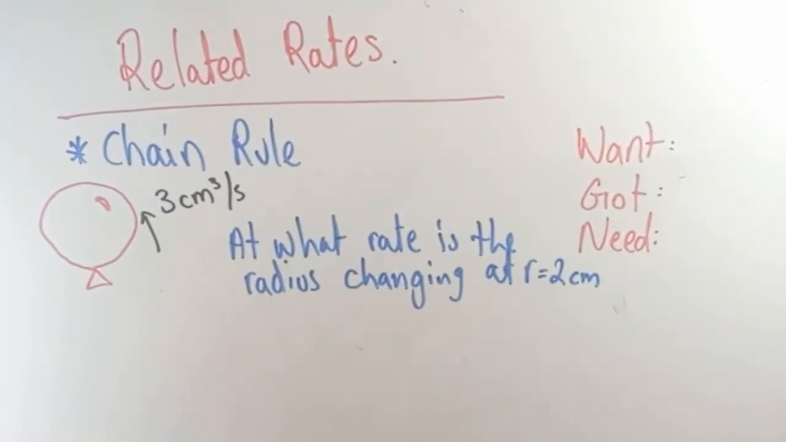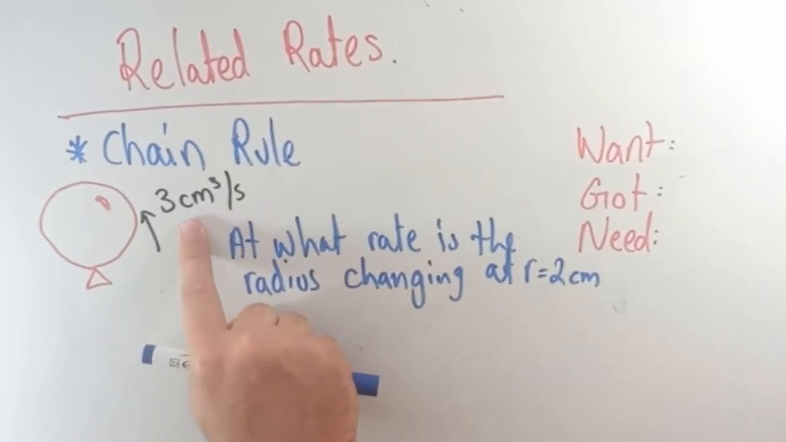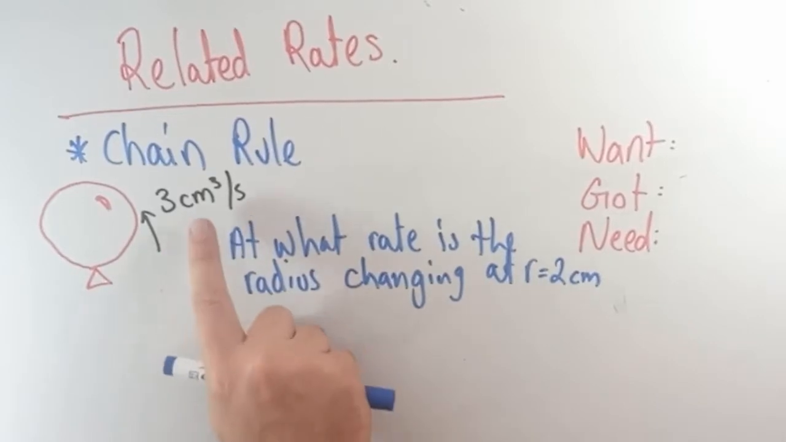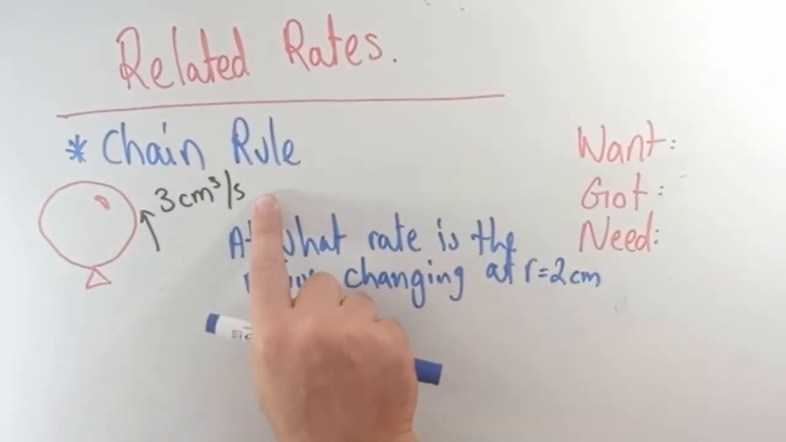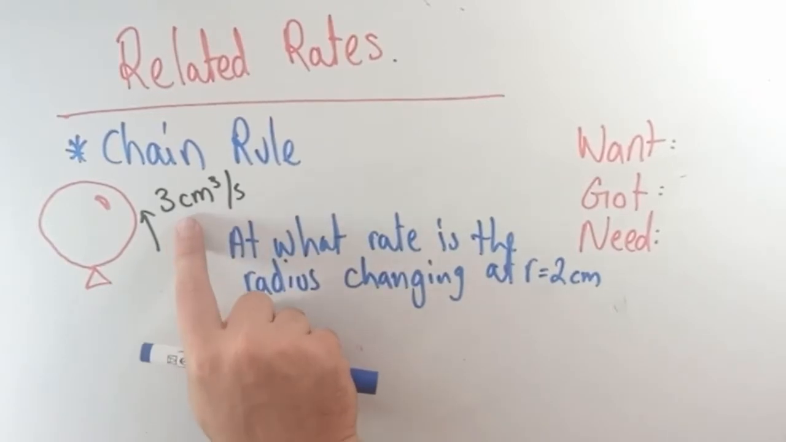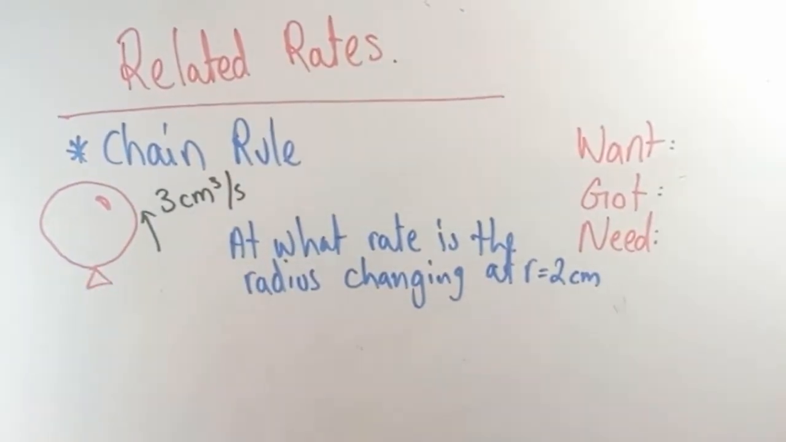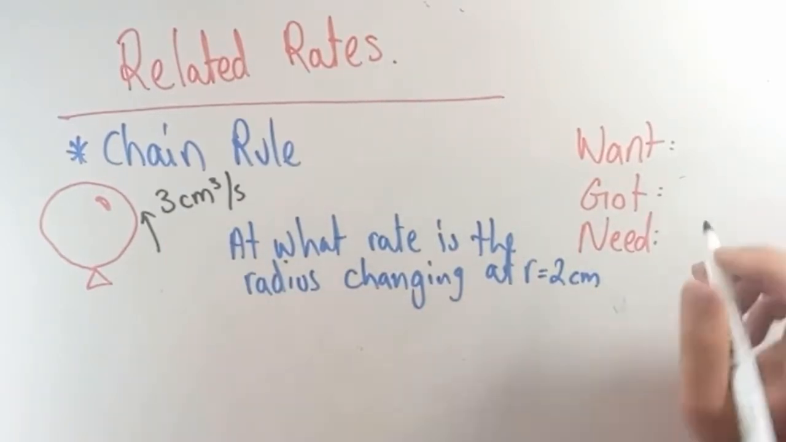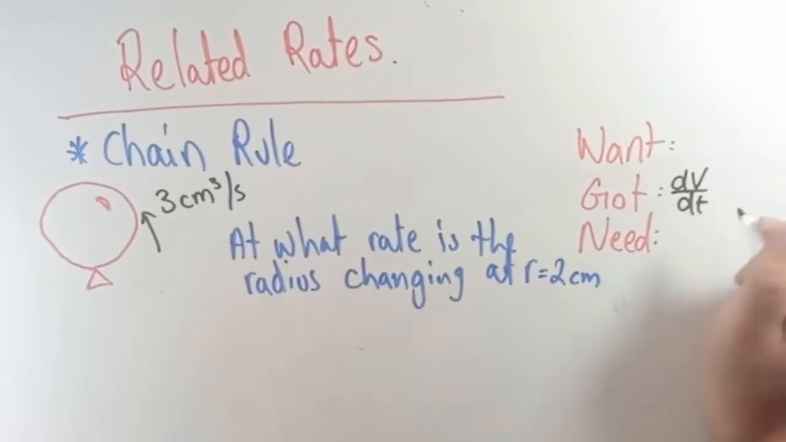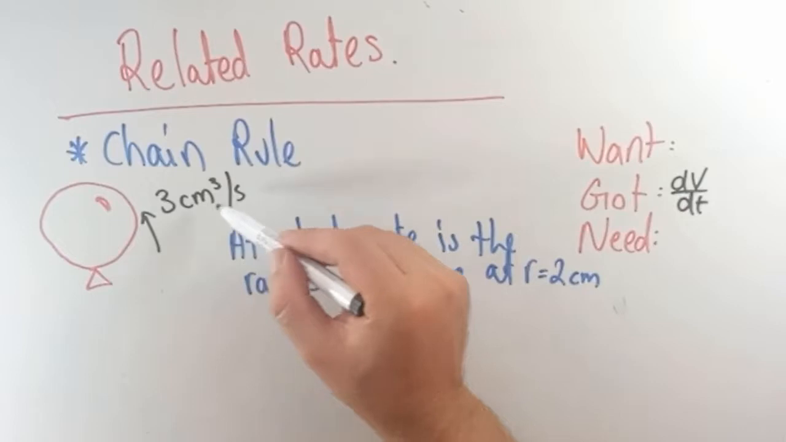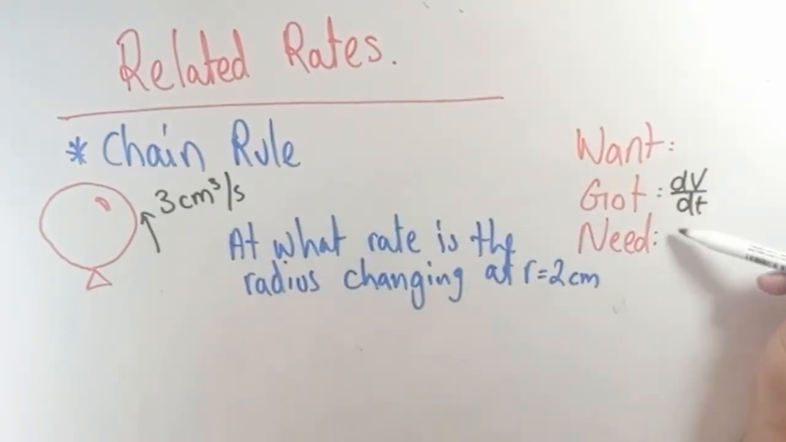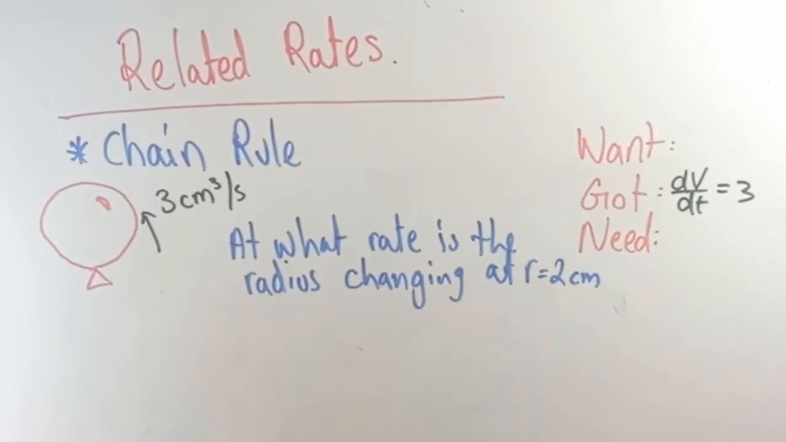So here we've got a balloon. Someone's blowing up this balloon. It's increasing in volume, judging by these units, by 3 centimeters cubed per second. So this is the rate at which the volume is increasing. This is what we've got. We've been given this information. So we've been given dV/dt. Now you have to be able to look at the units and tell that centimeter cubed is volume and per unit of time is equal to 3. So we've got that. We're trying to find out at what rate the radius is changing at r equals 2 centimeters.